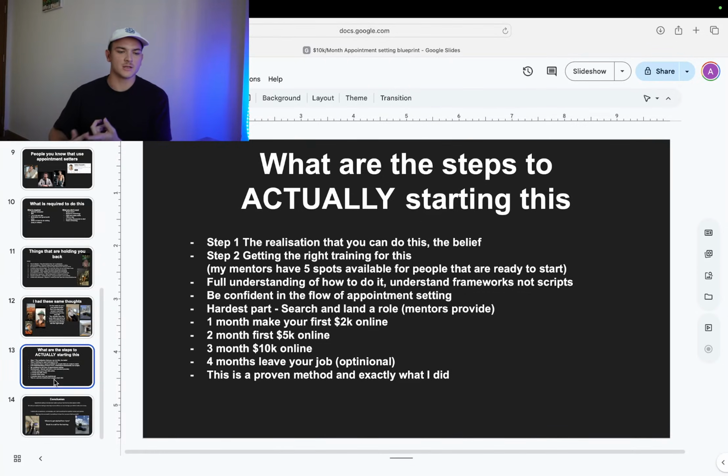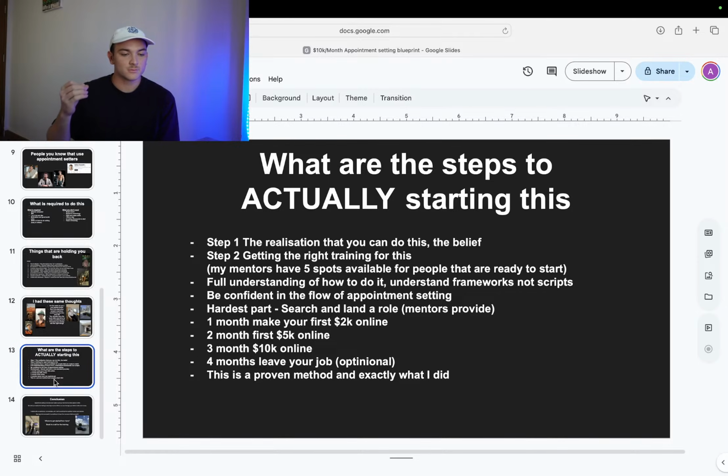Next one is to fully understand how to do it. Understand the frameworks, not scripts. So the worst mistake that people make is they go, oh yeah, I'm just going to learn a script and it'll be sweet. It doesn't work. Be confident in the flow of appointment setting. Hardest part, search and land for roles, which the mentors provide.